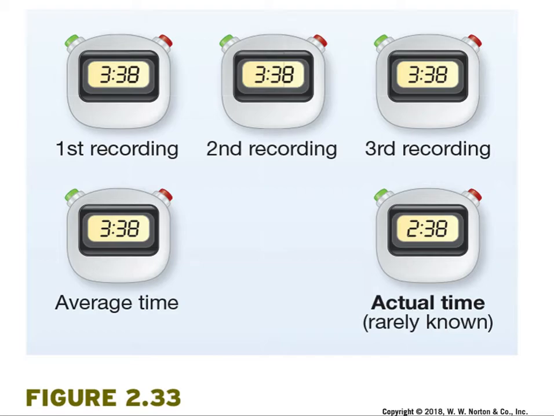In this example of a systematic error, you time the same research participant several times, but the stopwatch is off by 1 minute each time. The degree of error is constant.